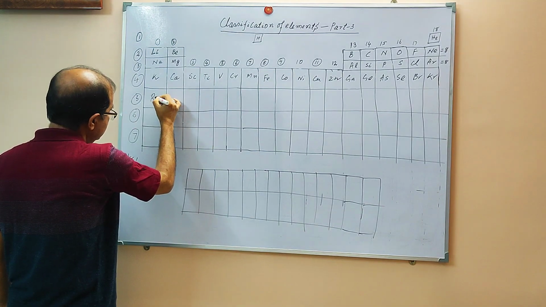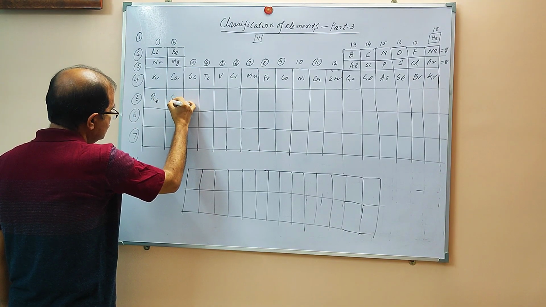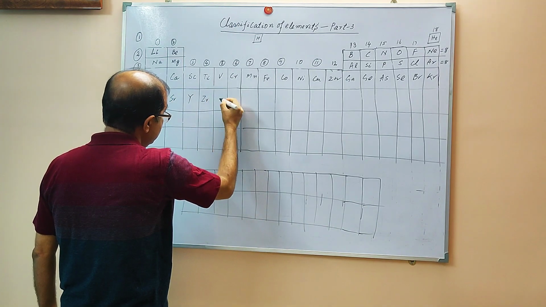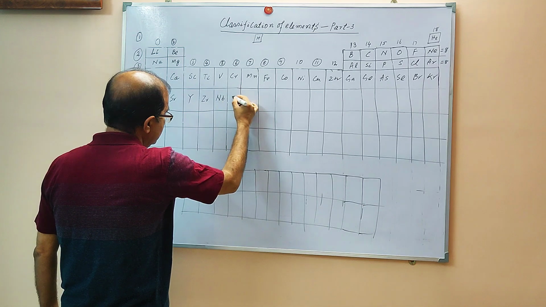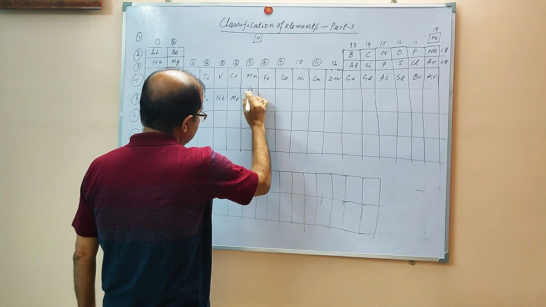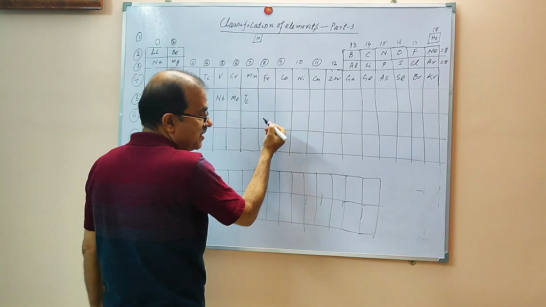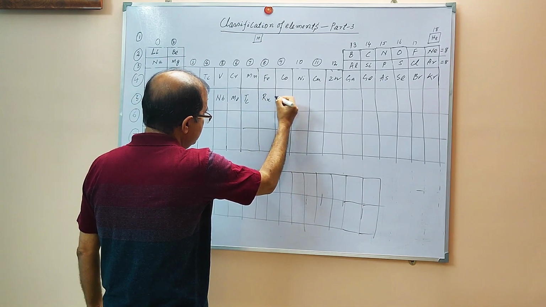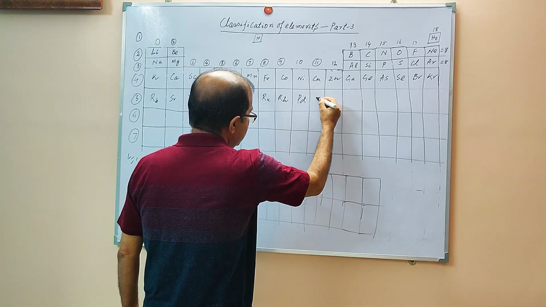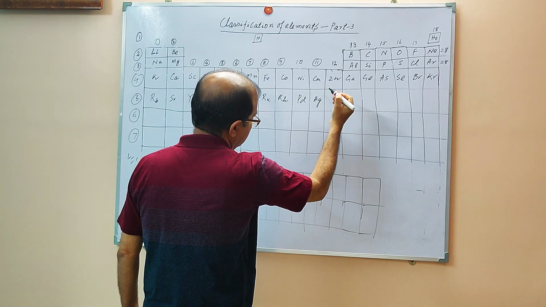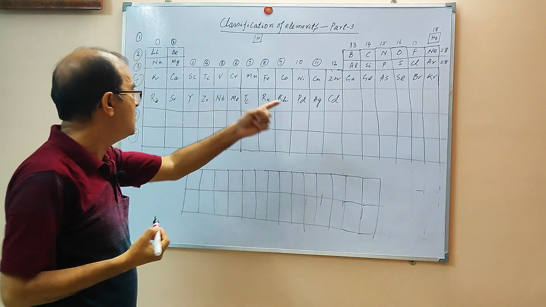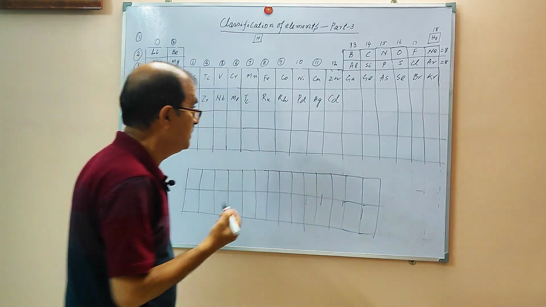In the fifth period, the first element is rubidium, then strontium, then yttrium, zirconium, niobium, molybdenum and technetium. This is another element, technetium, and then ruthenium, rhodium and palladium, Ag, silver, and then cadmium. This is basically the 4d transition elements.